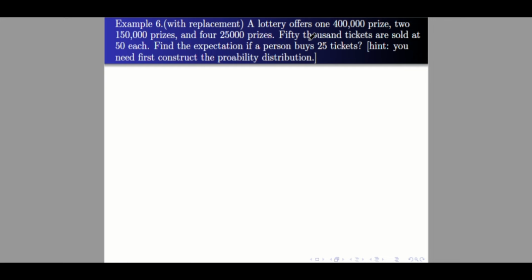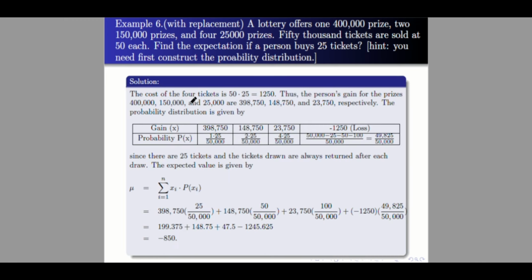Okay, there are 50,000 tickets sold at 50 each. So find the expectation if a person buys 25 tickets. So again, we'll construct a probability distribution. So take note, to play the game, 50 pesos is the price of each ticket, and you bought 25 tickets. So 50 times 25 is 1,250.